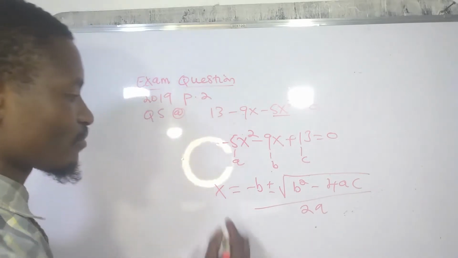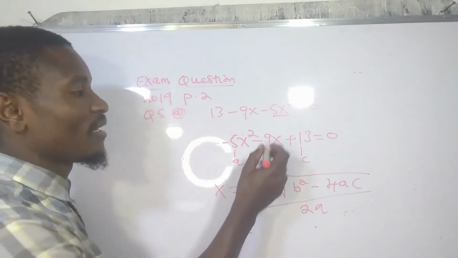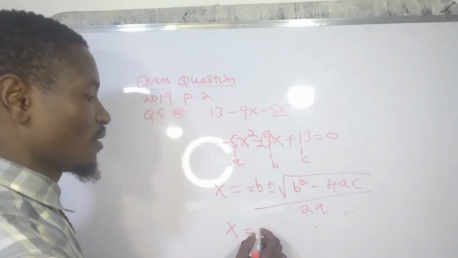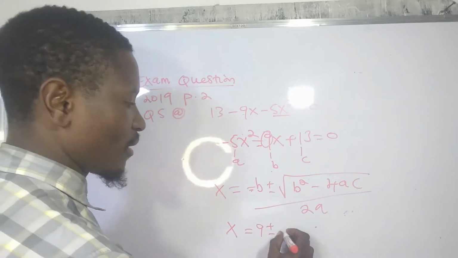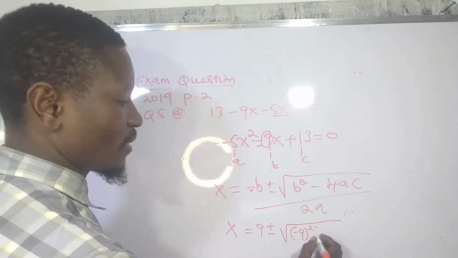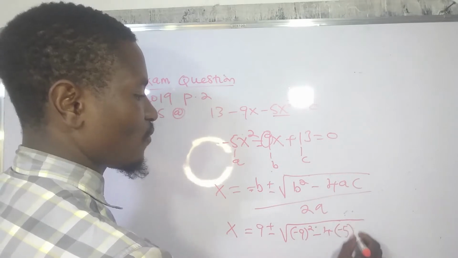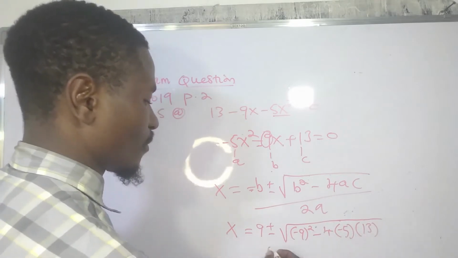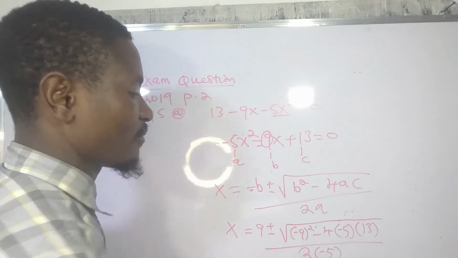So x equals negative b, and b is negative 9, so the negative multiplied by the negative gives you plus 9. Then inside there you have 9 squared minus 4, and then a is negative 5, then c is positive 13, all over 2 multiplied by negative 5.